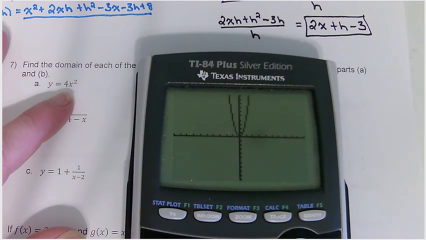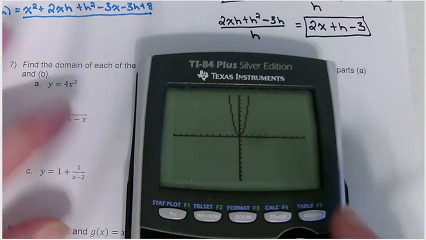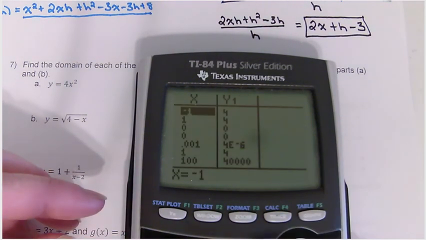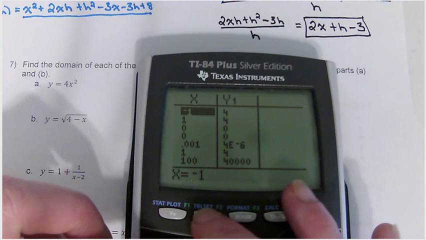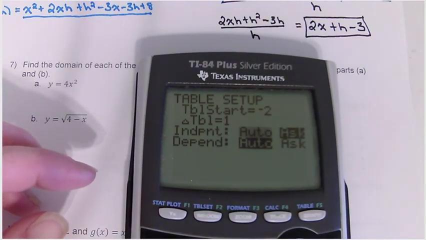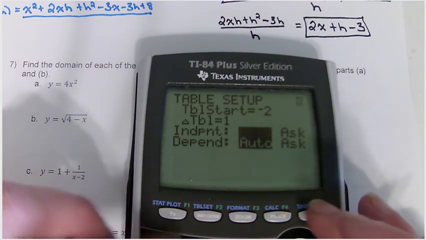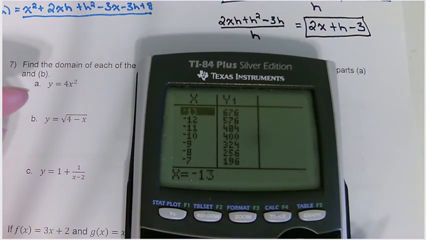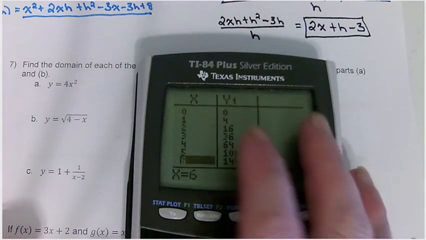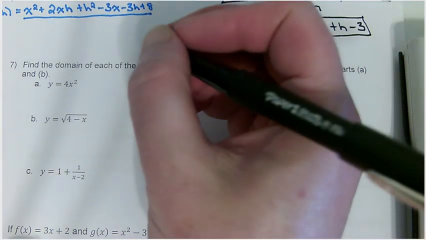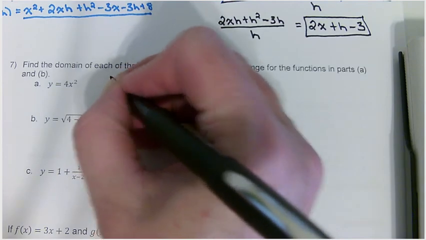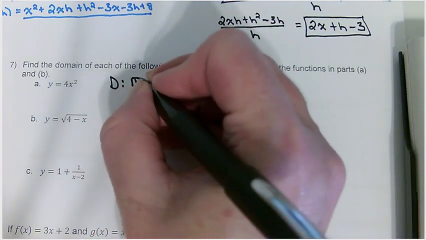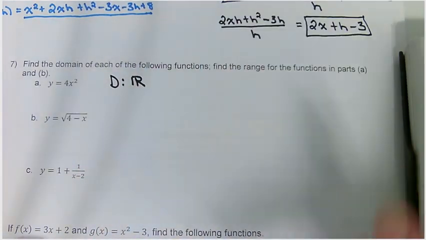I can only really see x values from -2 to 2. If I look at my table, oh, my table's messed up. Let me get it back to normal. I can see that more x values give me answers. They're just out of my picture. So my domain is actually all real numbers. And you can do the fancy R, or you can write all real numbers.